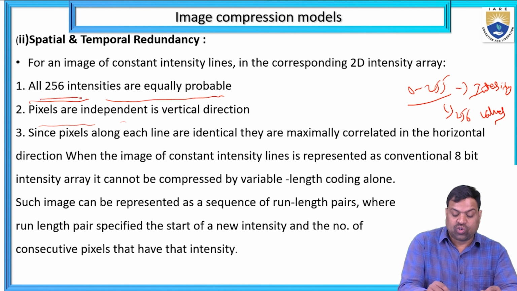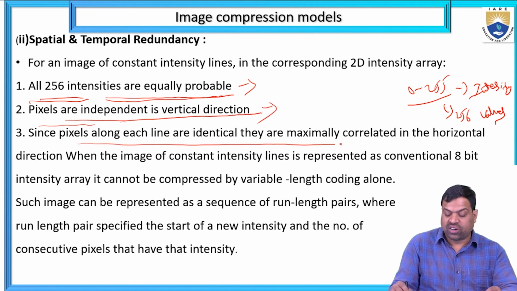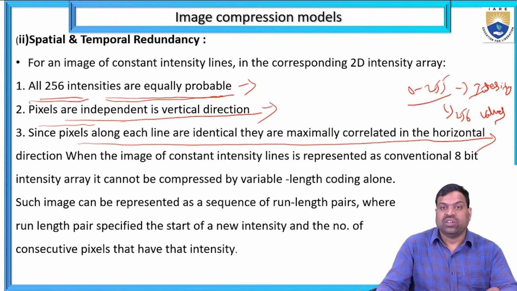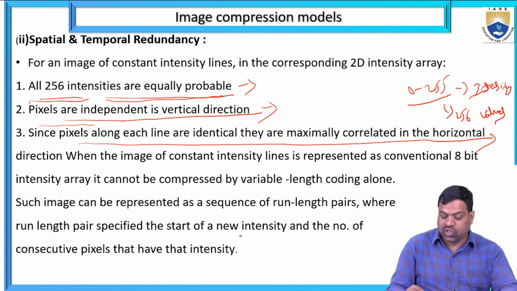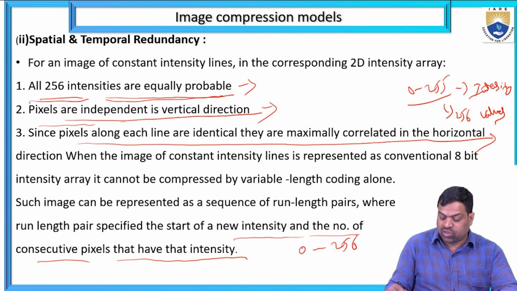Okay, the 256 intensity values are equally probable. Pixels are independent in the vertical direction. Since pixels in each line are identical, they are maximally correlated in the horizontal direction. But the array cannot be compressed by variable length coding alone. Such an image can be represented as a sequence of run length pairs, where the run length pair specifies the start with the new intensity and the number of consecutive pixels that have that intensity, from 0 to 255. Total 256 intensity values are there.